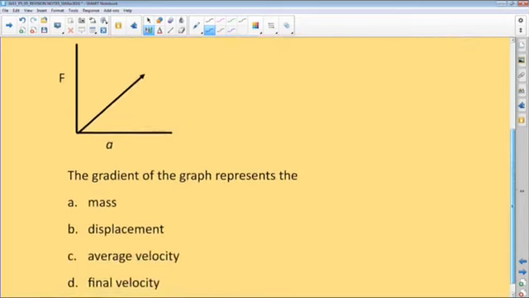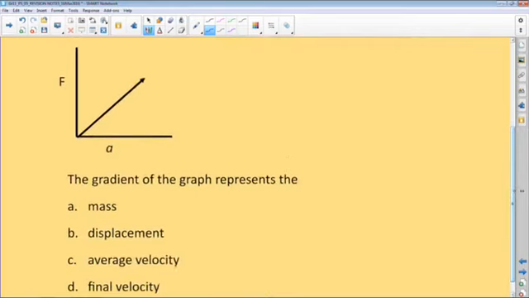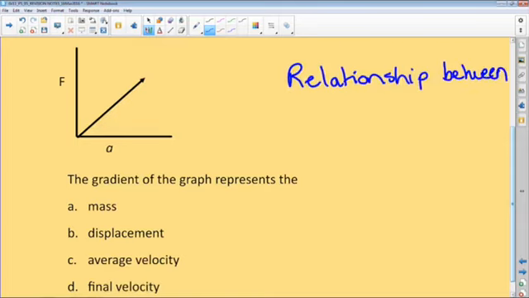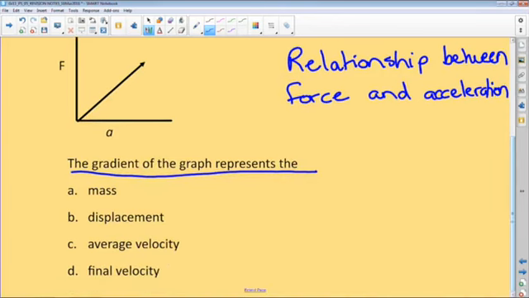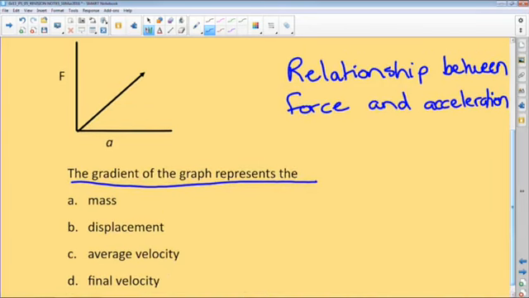So let's have a look at the options. So this is to show the relationship. I'm looking for the relationship between force and acceleration. Okay, that's what I'm looking for. Your question is this part here. It says the gradient of the graph represents what? A, mass, B, displacement, C, average velocity, and D, final velocity.